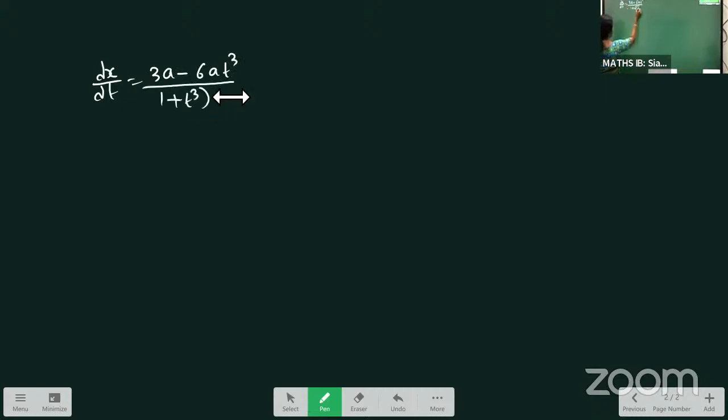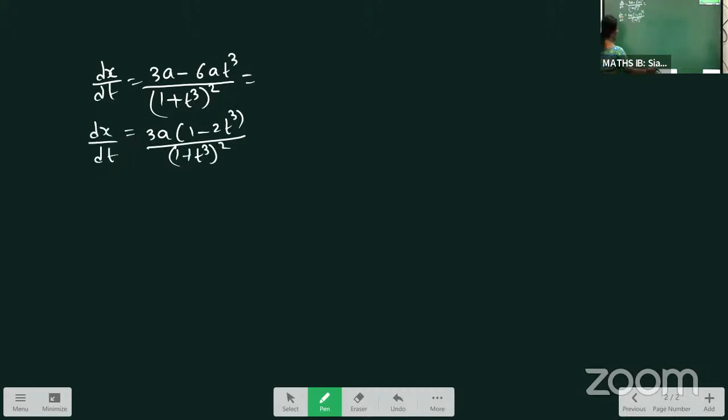Therefore, dx by dt is equals to how much we got? dx by dt is equals to (3a minus 6at cube) by (1 plus t cube) whole square. Take 3a common in the next step. So if we take 3a common, (1 minus 2t cube) by (1 plus t cube) whole square. This is dx by dt.